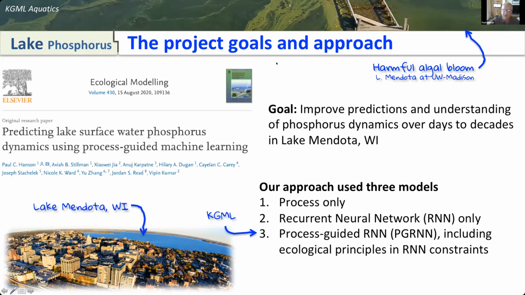And even though we know a lot about phosphorus dynamics in lakes, we really haven't done much prediction over scales that range from the short time scale, let's say days, up to decades. And so we thought we'd give that a go. So our goal here was to improve predictions over these broad time scales in this lake. And we used 3 different approaches: process-only model, recurrent neural network, and then of course combining those two to create the KGML.